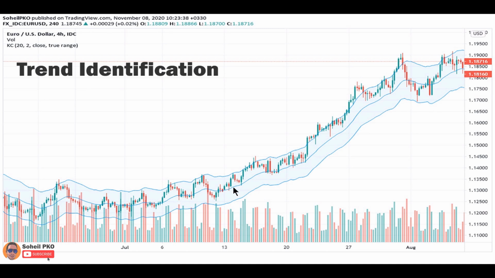As you know, moving averages help us to identify trends and the direction of the market. So by the help of Keltner channels, which encompass most of the price action, we can identify the direction of the market. If the channel is moving higher, it shows that we are in an uptrend. As you can see here on this chart, the direction of the channel is up and it tells us that we are in an uptrend.